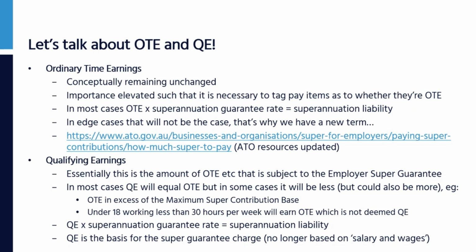And so basically, previously what would happen with the super guarantee charge was it was based on salary and wages, whereas super was essentially based on OTE. SGC was based on salary and wages, but essentially both the employer super guarantee and the super guarantee charge will be based on the qualifying earnings going forward.